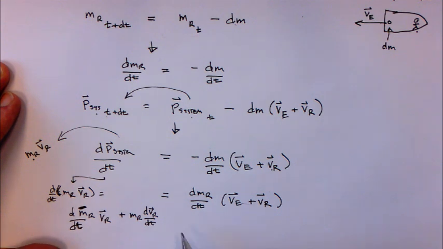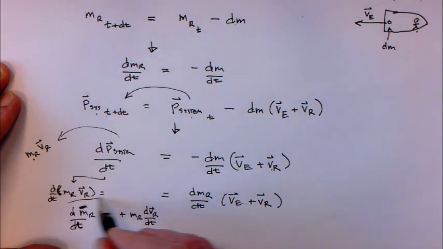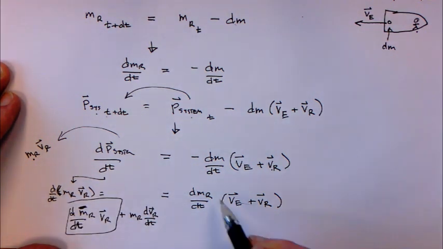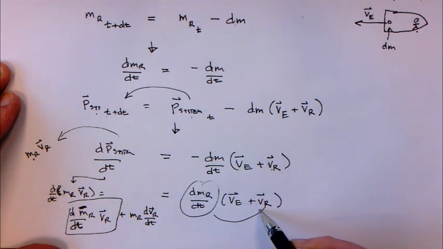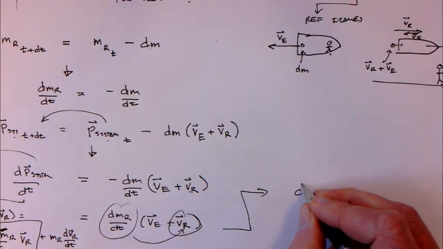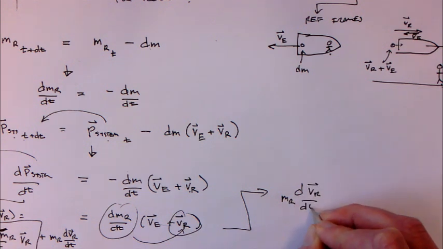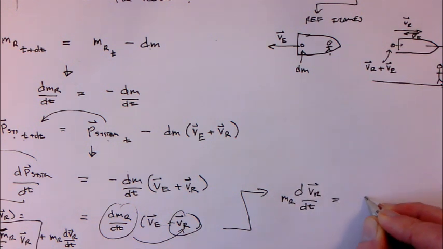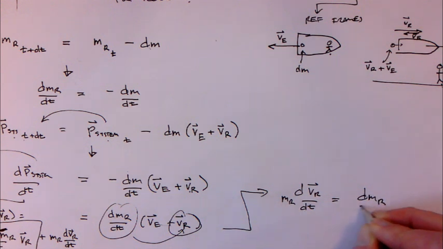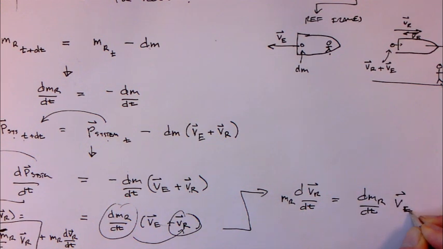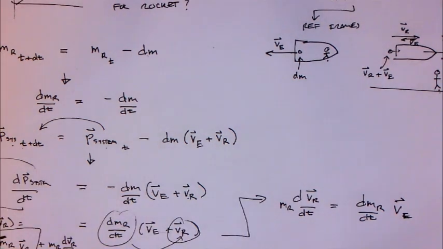Okay? And at this point, I can now say, well, aha, look, this term here is the same as this term. And so I would be able to collect some terms and get the expression that m sub r times dv sub r by dt is dm sub r by dt times v sub e. Okay.